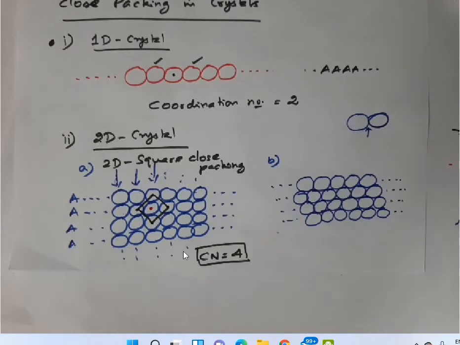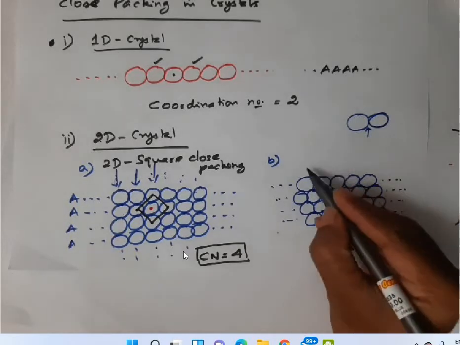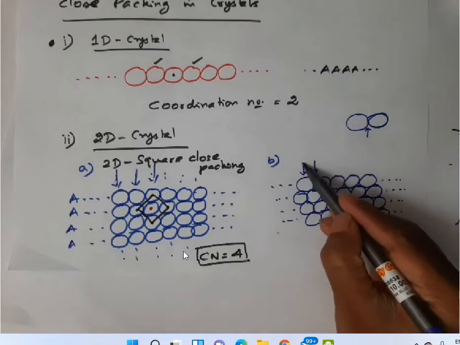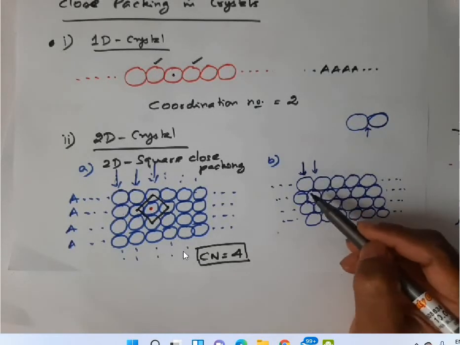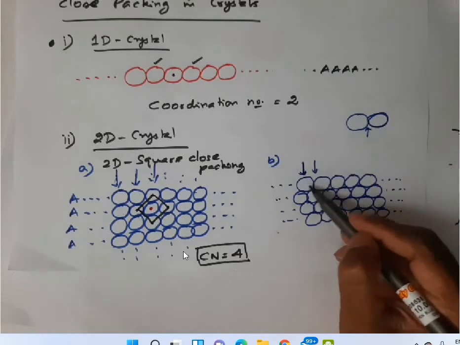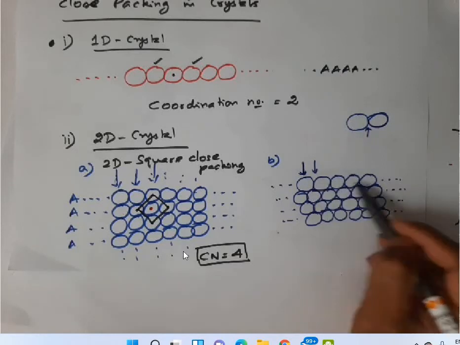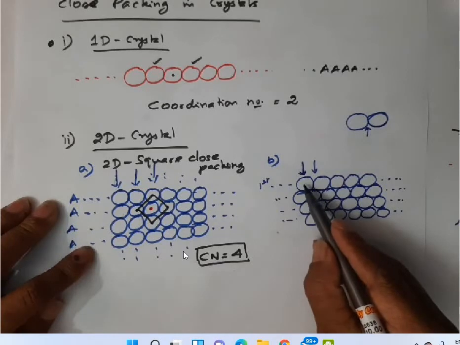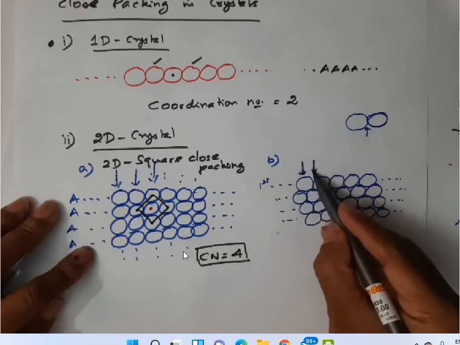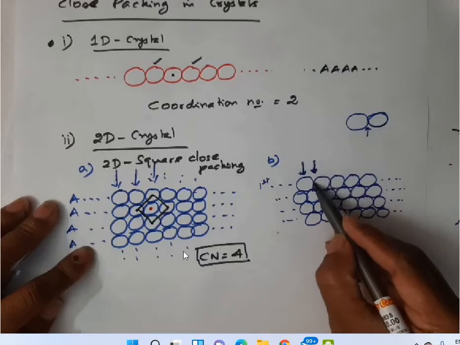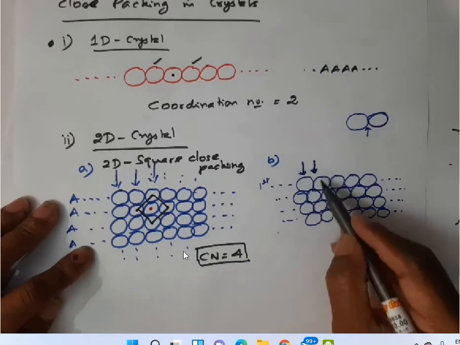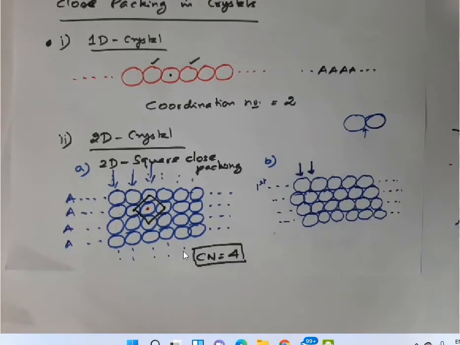Now see, suppose we see from this side, students, listen carefully. See the first arrow, this arrow. Along the first arrow, I have the first atom of the first row. This is my first row. So in the first row, I can see the first atom. And see the second arrow mark here. Along the second arrow mark, I have the second row atom. So the second row atom is not completely eclipsed by the first row atom. Am I right?